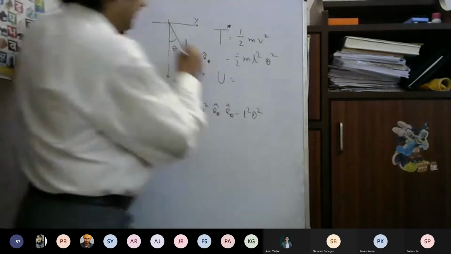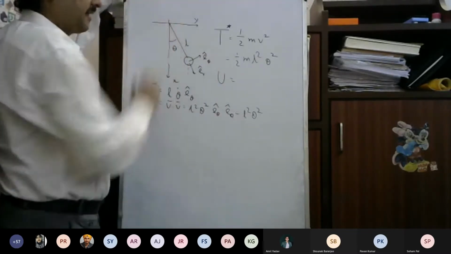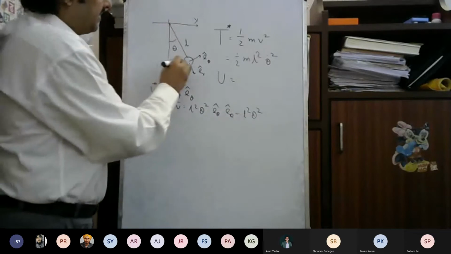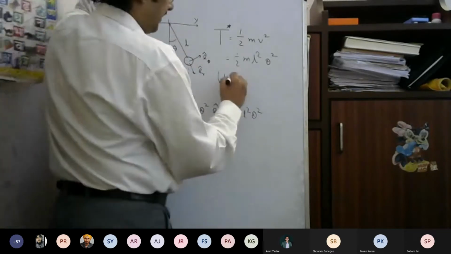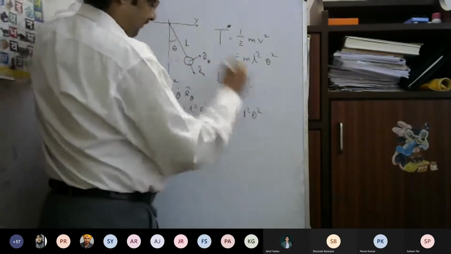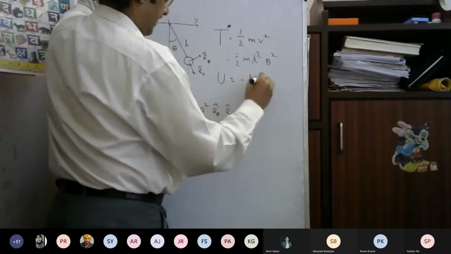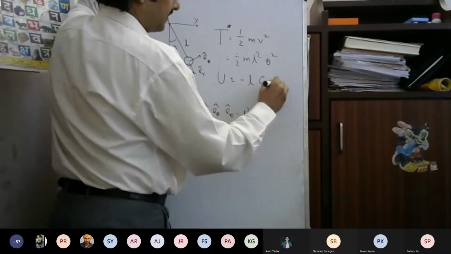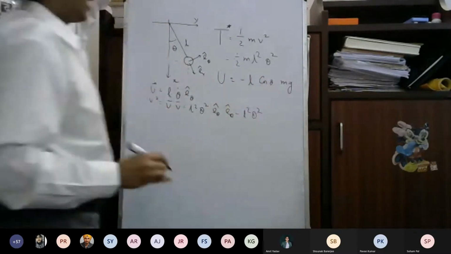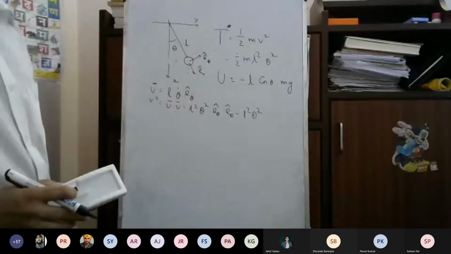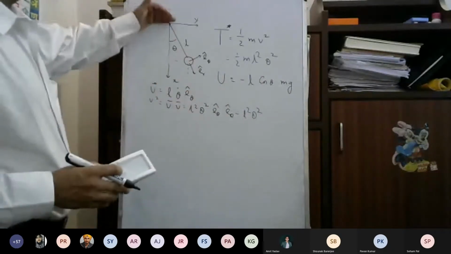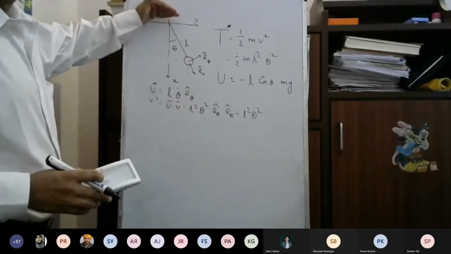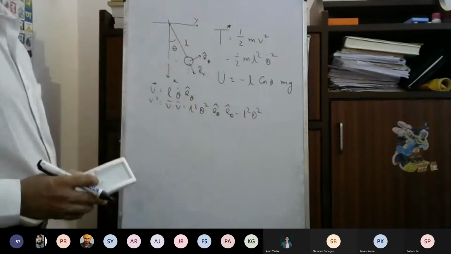Potential energy, if you consider this to be the reference point, then the potential energy will be equal to minus L cosine theta times mg. So this will be the potential energy expression, if you assume this to be the reference. Okay, so the potential energy will go down.